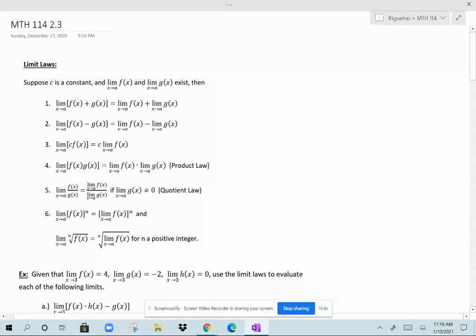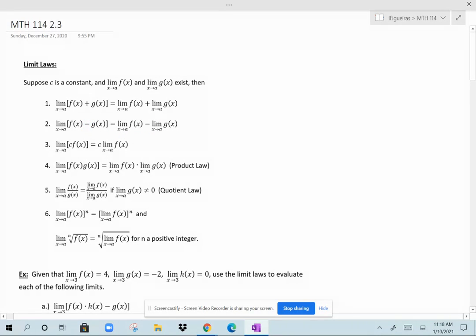Then the limit of the sum of f of x and g of x is equal to the limit of each function. So the limit as x approaches a of f of x plus the limit as x approaches a of g of x. The second limit law is similar. The only difference is that here we're subtracting two functions. So the limit of the difference of two functions is equivalent to the difference of the limits.